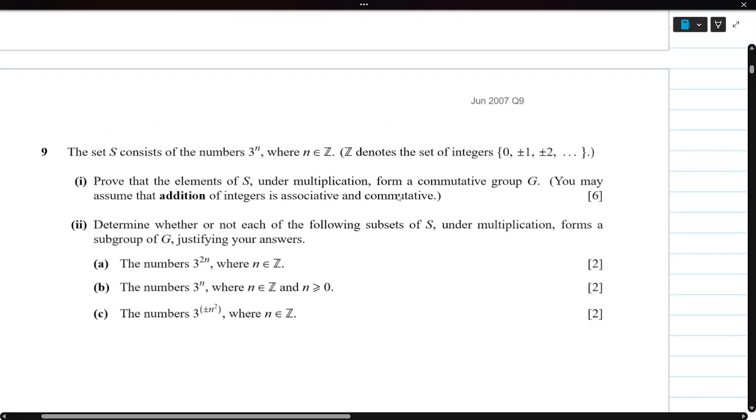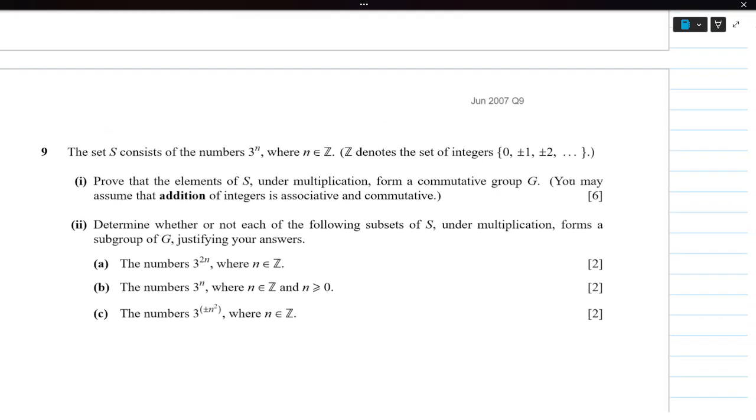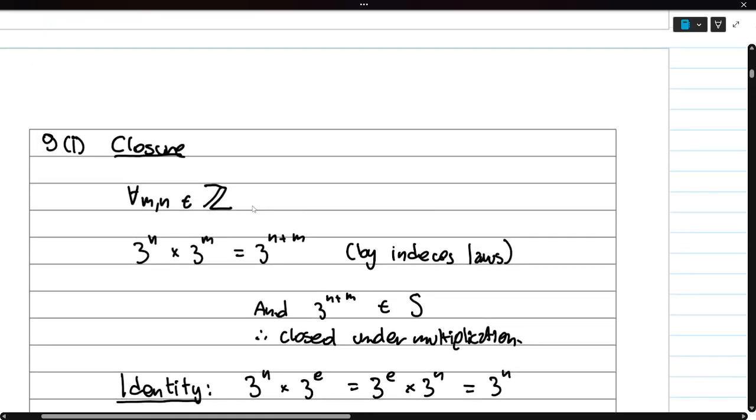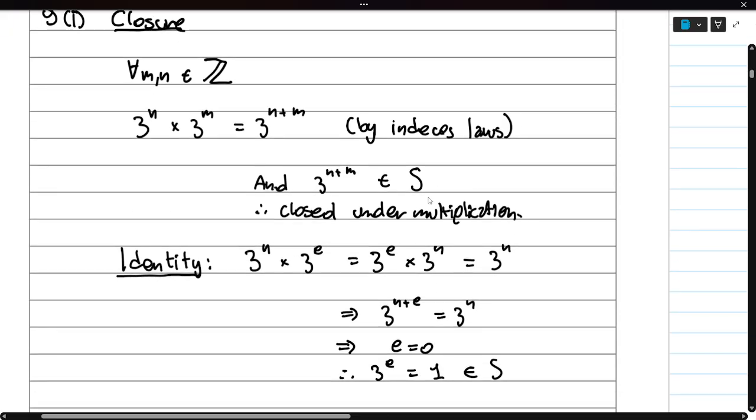I think the biggest trap here is that they say that we can assume addition of integers is associative and commutative, not the operation of the group itself. So closure, that's fine for all m and n that are integers. 3 to the n times 3 to the m is 3 to the n plus m by the indices laws, and that is part of S.